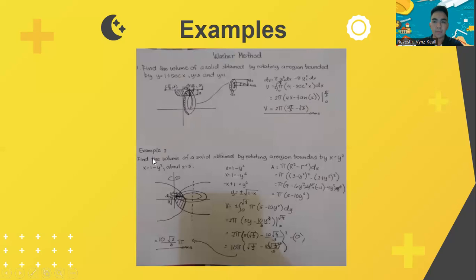So example number 2. Find the volume of a solid obtained by rotating a region bounded by x equals y squared and x equals 1 minus y squared, about x equals 3. It is rotated on the y-axis. So the graph, this is the washer. We use the horizontal strip, this is the area, and we're going to solve.